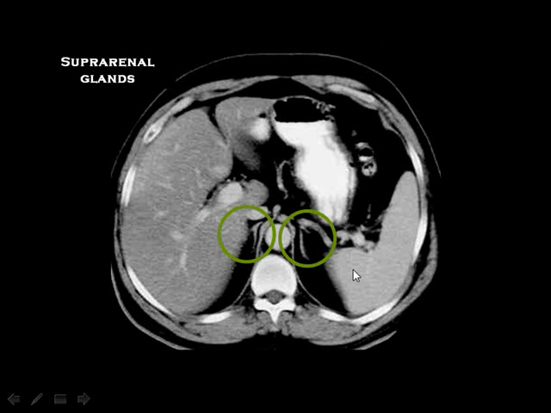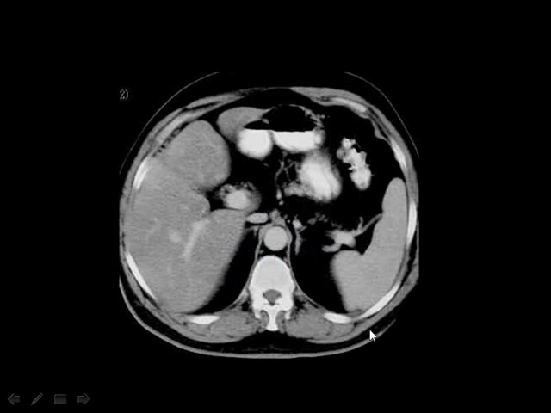To see the suprarenal glands clearly, the patient should be obese, with adequate retroperitoneal fat. In the absence of this fat, which is black, the suprarenal glands will be missed in the rest of the abdomen. But knowing the anatomic location and configuration, you can easily identify them. This is the left suprarenal gland, and this is the right suprarenal gland. This is the aorta, IVC, liver, and the spleen.